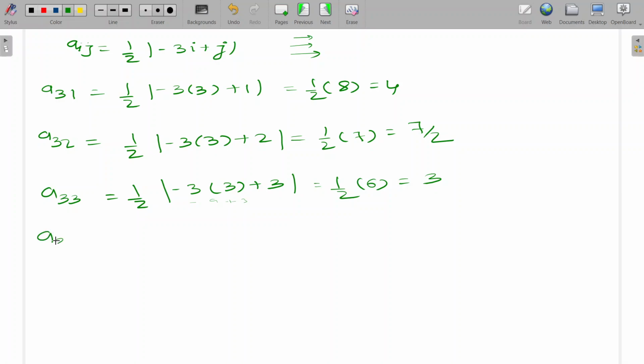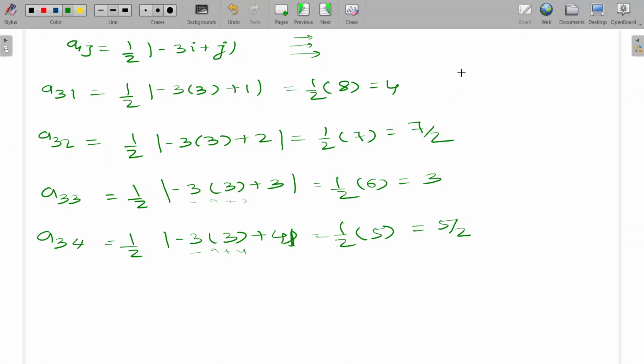Now a34. A34 is half of minus 3 into 3 plus 4. It's minus 9 plus 4, which is minus 5. Mod of minus 5 is 5, so half of 5 is 5 by 2. So we have calculated all the elements: first row, second row, third row, and all four columns. Now we can keep it in a matrix.